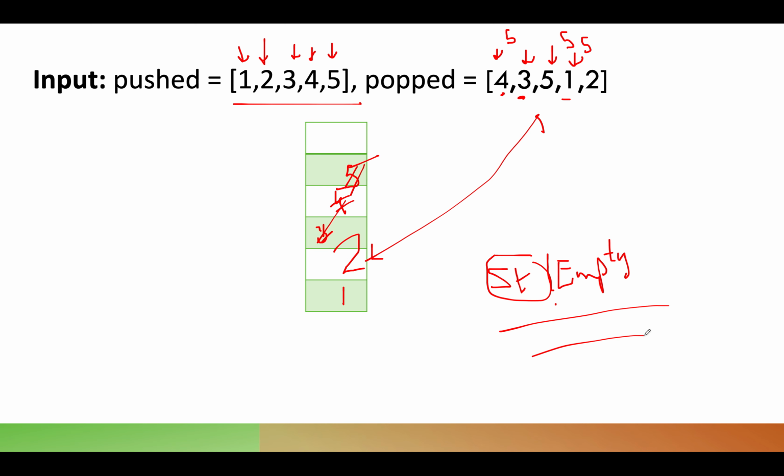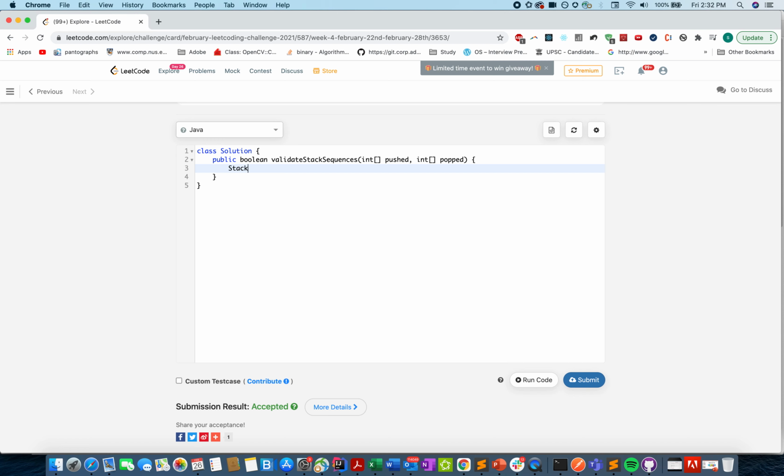So let's quickly code this up. Let's define a stack. As discussed, we'll be using a stack for solving this problem. A new stack, an integer s that will be a pointer in the popped array, and let's start the iteration. Integer i equals 0, i is less than pushed dot length, i plus plus, stack dot push of pushed of i, the current element in the pushed array.